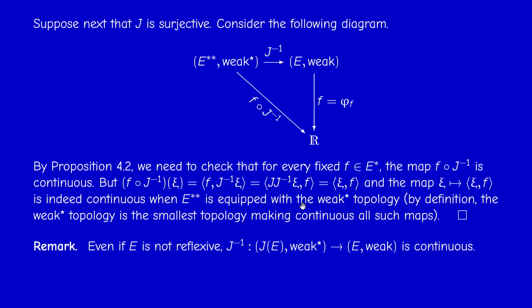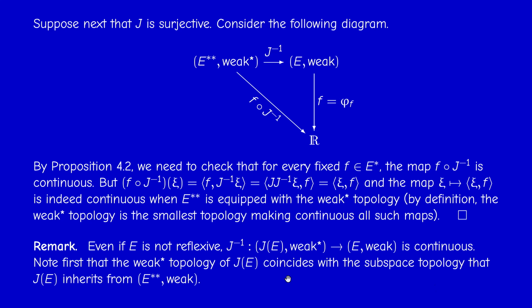And actually, if you look at the proof of the second part, we don't need to assume that E is reflexive. If E is not reflexive, we can prove that J minus 1 from J of E equipped with the weak star topology to E with the weak topology is continuous. Just the same proof, actually. Okay, because the weak star topology of JE coincides with the subspace topology inherited from E double star. This is also easy to check.